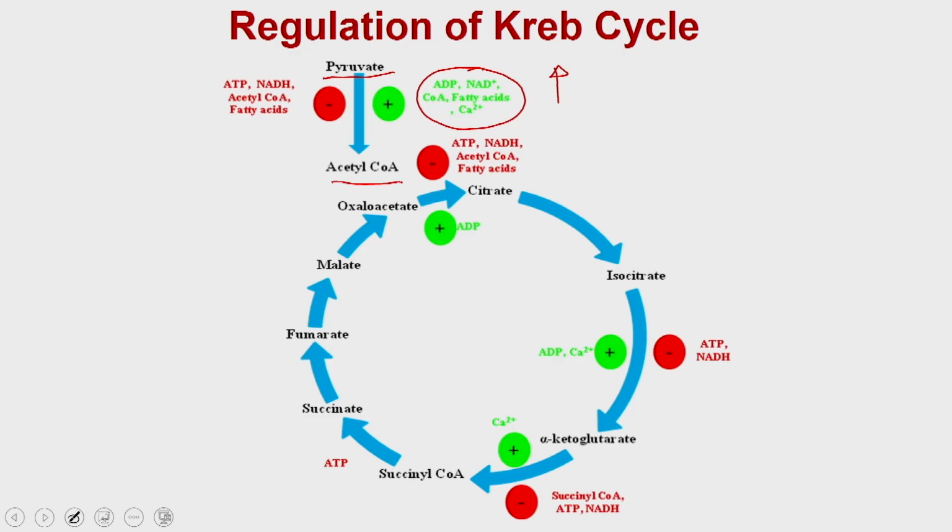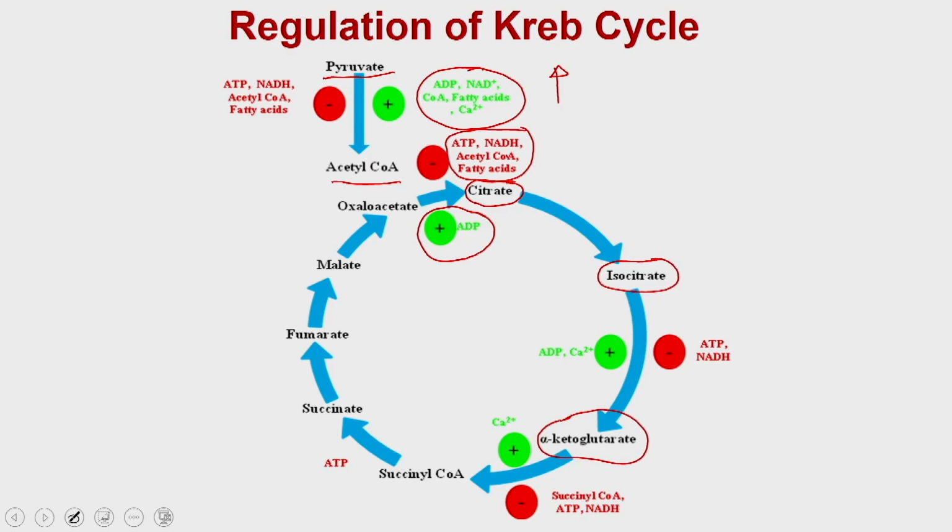Then the acetyl CoA will combine with the oxaloacetate to form the citrate. At this step also, the ADP, which signifies the loss of ATP or low level of ATP in the cell, is going to activate these reactions. Whereas, if you have a large quantity of ATP, NADH, acetyl CoA or fatty acid, that is going to inhibit these reactions. The same is true for the conversion of isocitrate to alpha ketoglutarate.